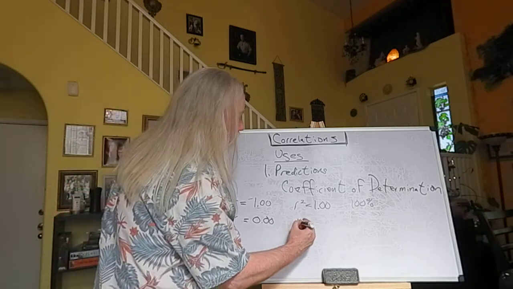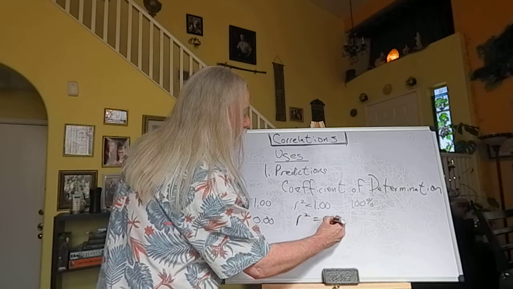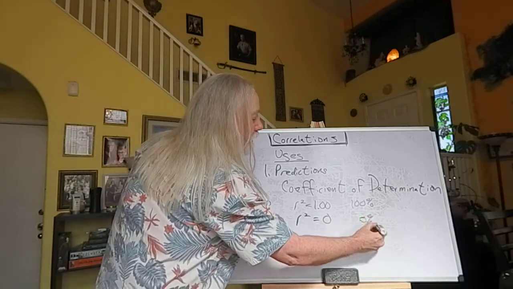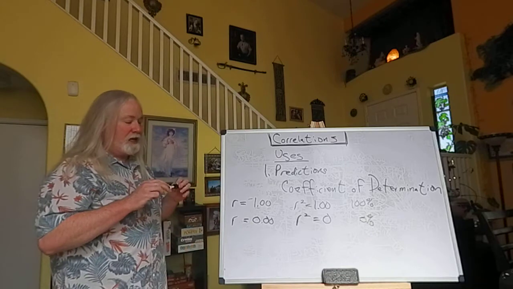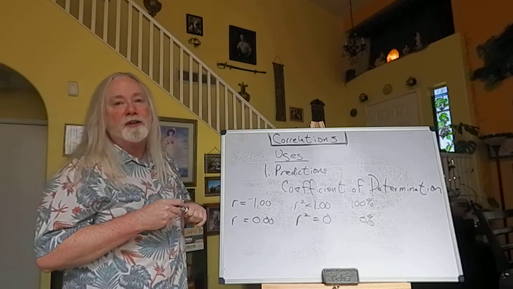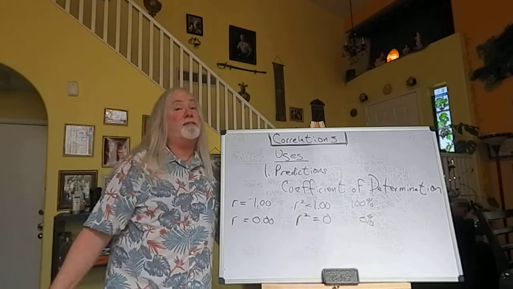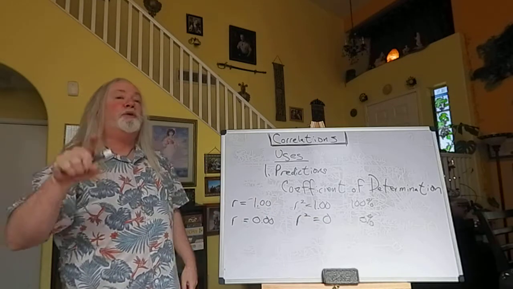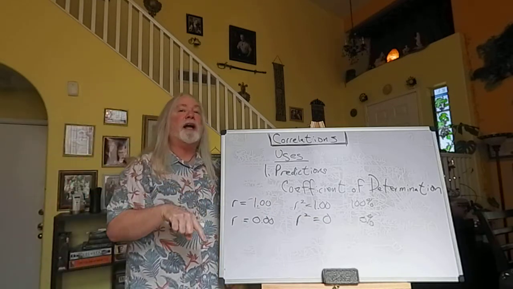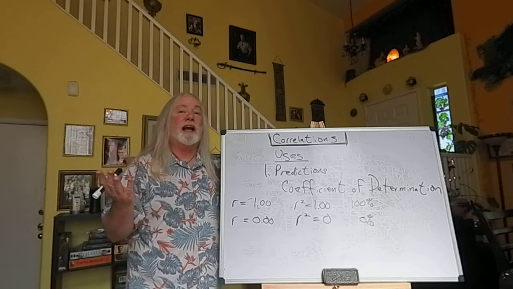Well, our coefficient of determination, 0 squared is 0. That's the 0% accuracy. That says that there is nothing solid about this pattern. It's 100% random. And so if you knew the value of one predicting the other, if you got it right, it was a lucky guess because the data didn't help you.